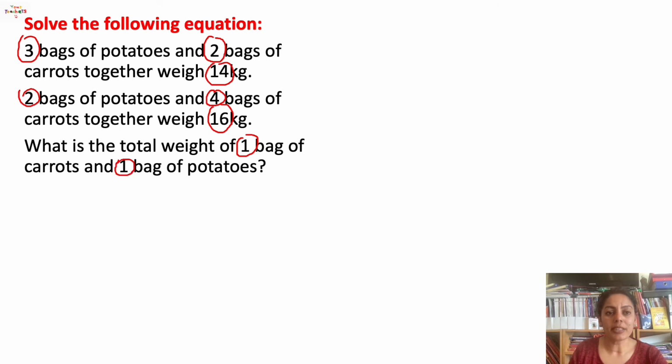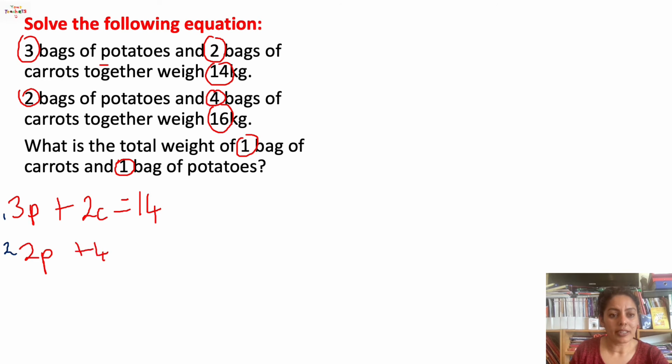So 3 bags of potatoes and 2 bags of carrots together weigh 14, which means 3 bags of potatoes, put that as a P, and, which means to add, 2 bags of carrots, so 2C, that's carrots, will give me 14, right? That's my equation 1. Then we've got equation 2, which is 2 bags of potatoes plus 4 bags of carrots give me 16.